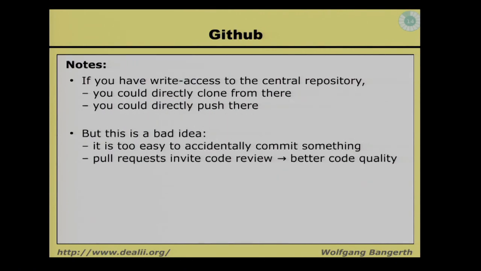In my case, I do have write access to, let's say, the central deal.II repository. I could, in principle, directly clone to my hard drive from the central repository, and I could also push there because I'm one of the developers who have write access. In practice, that's a bad idea. It's too easy to accidentally commit something if you push directly to the central repository. And the other thing is, if I create a pull request, that invites other people to comment on my code.